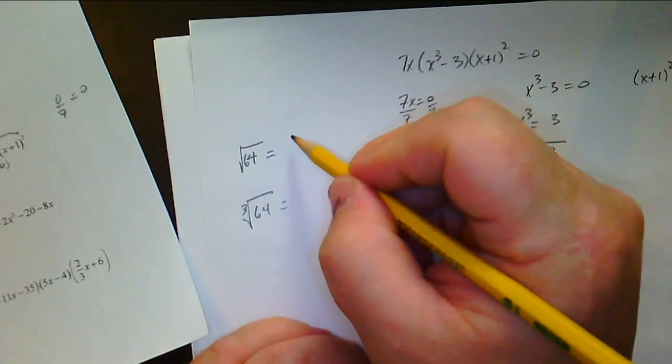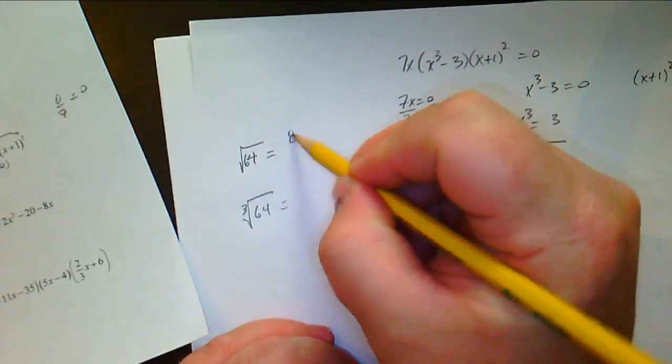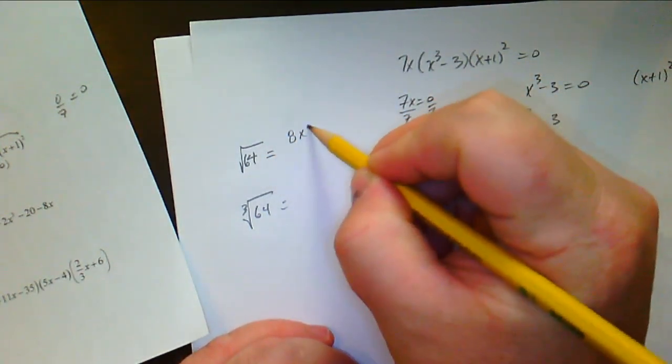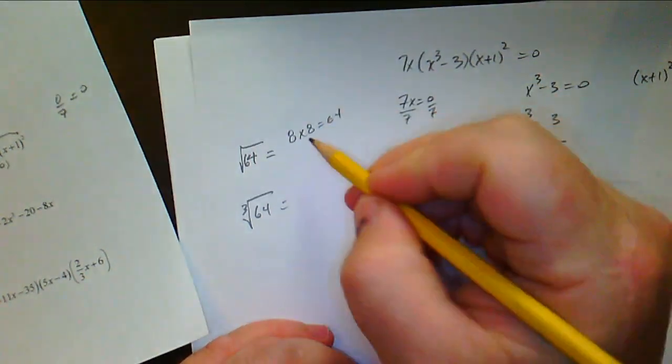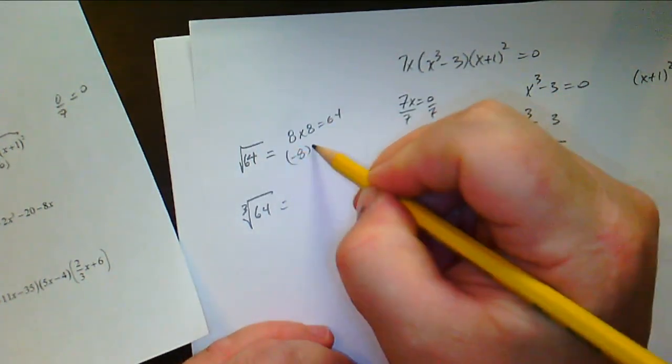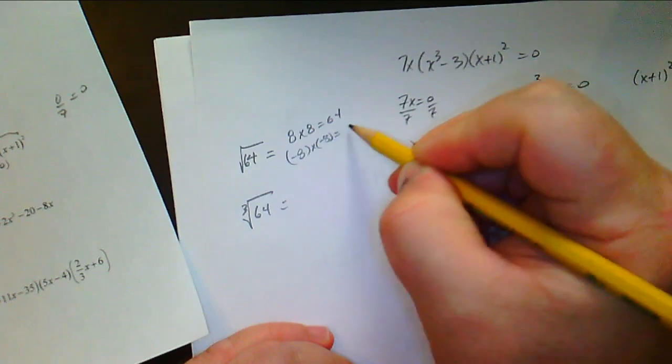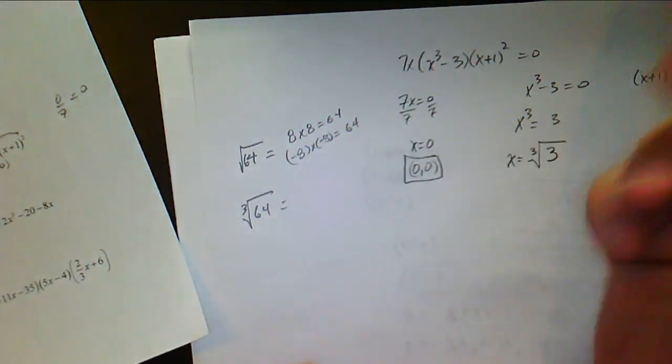Okay, square root of 64. It's asking what squared is 64. Well, there are two numbers. 8 times 8 is 64, so 8 is my answer. But also negative 8 times negative 8 is positive 64. So this has two answers, right?